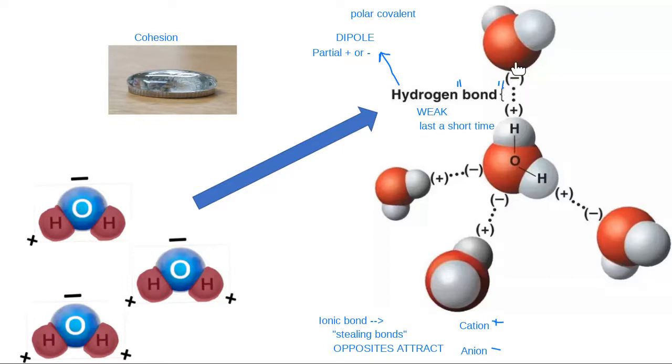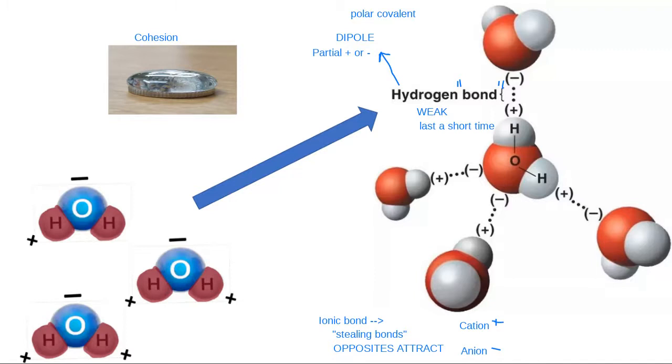But when we say hydrogen bond, it always means that a positive dipole in hydrogen is attracted to a negative dipole. So remember, dipoles, partial positives or partial negatives. The way I form those is with polar covalent bonds.